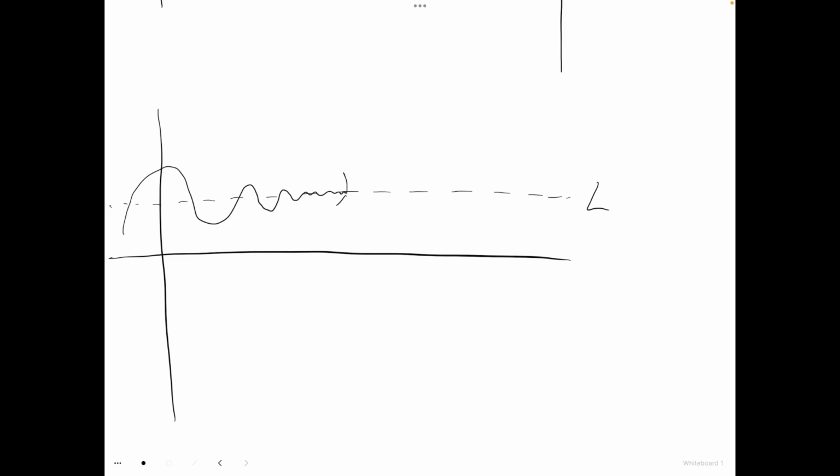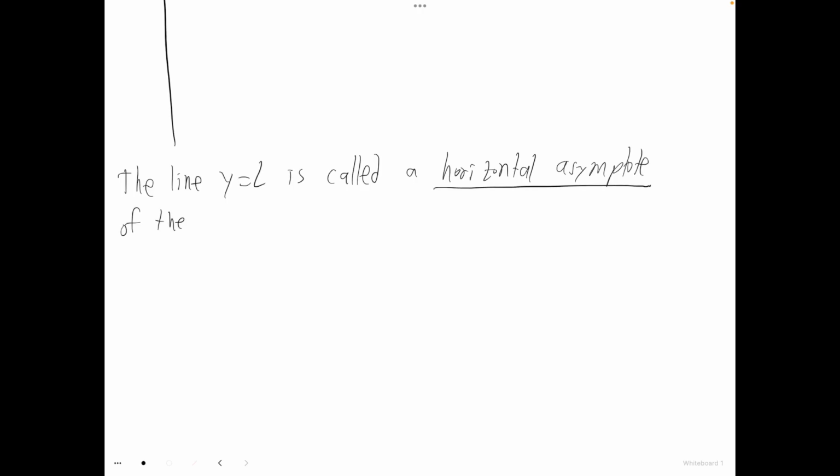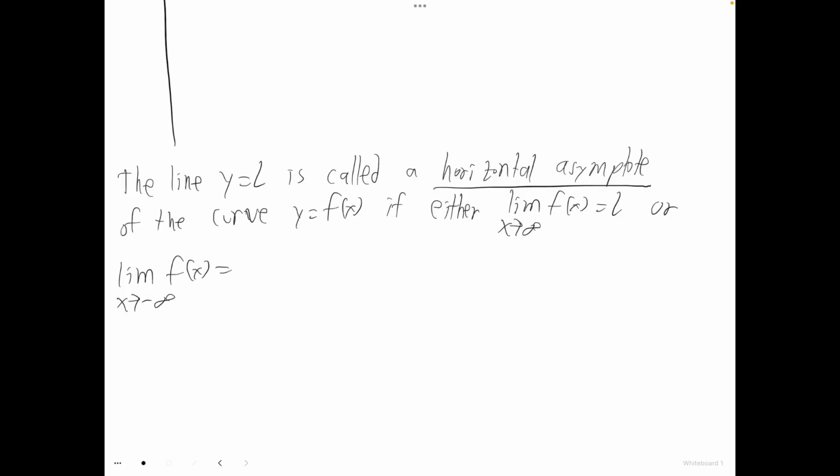Now, geometrically, we have a name for this, as I already mentioned. The line y equals L is called a horizontal asymptote of the curve y equals f of x if either the limit as x goes to infinity of f of x equals L, or the limit as x goes to negative infinity of f of x equals L. And so if either of the limits, going to infinity or negative infinity, approach this value of L, then what we have is a horizontal asymptote.